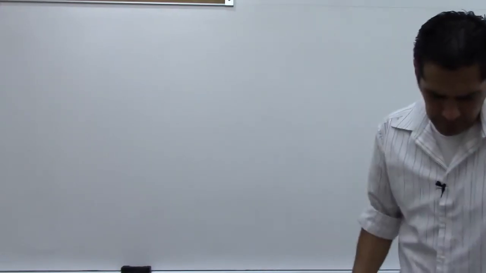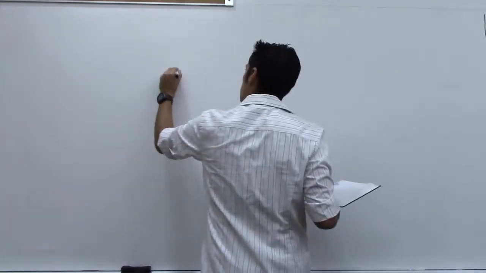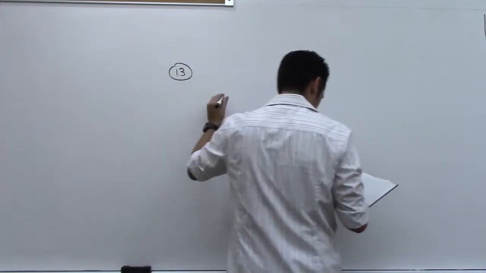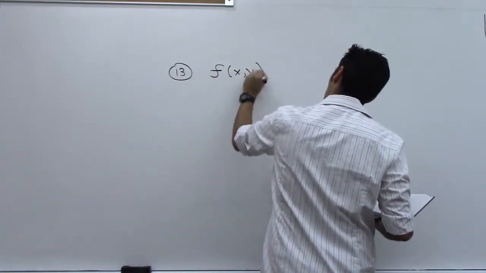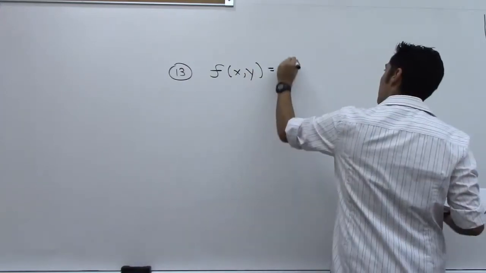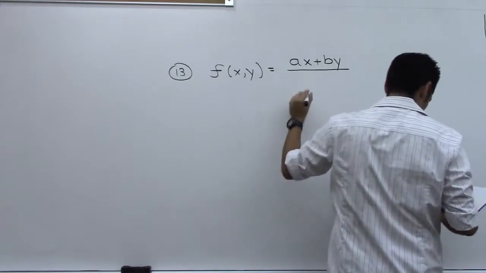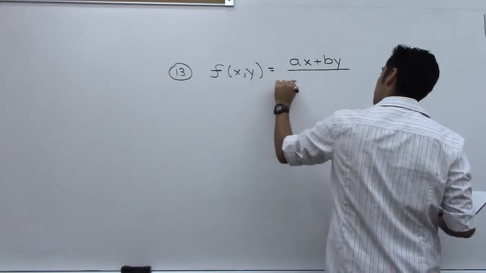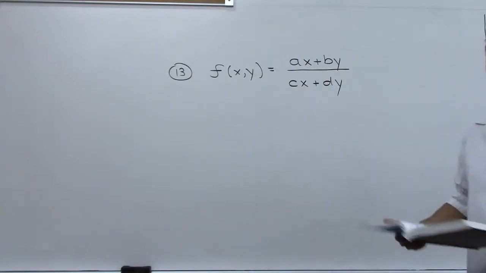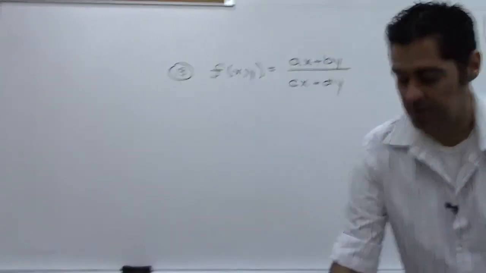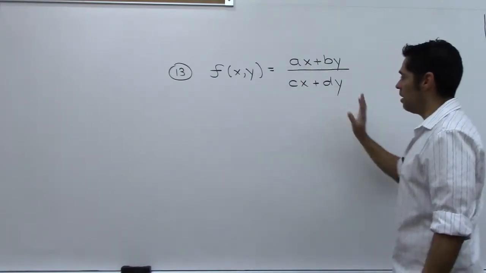How about 13? Again, we have a function of two variables. It's ax plus by over cx plus dy. So here, a, b, c, and d are all constants. All right, so in the problem, no matter what, a, b, c, and d are constants.